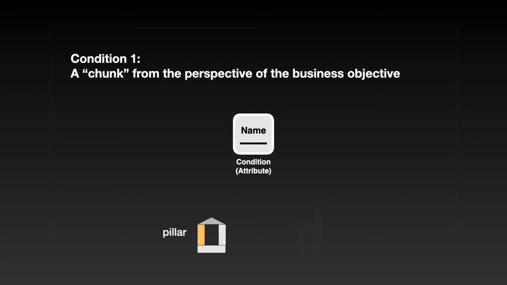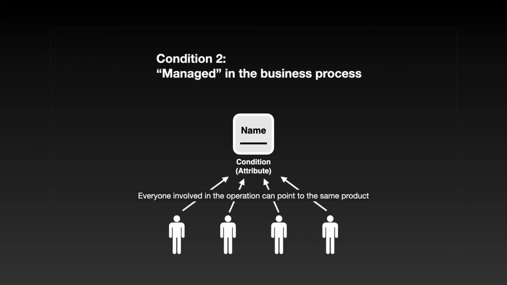For example, a block of wood is a pillar when the objective is to build a house. It can be a neck when making a giraffe. So it is important to define a product considering the objective of a process. The second condition is that the product must be managed within the business process. Managed means that everyone involved in the operation can point to the same product.